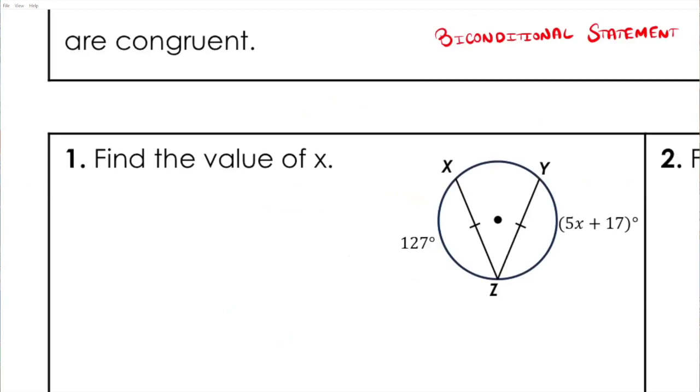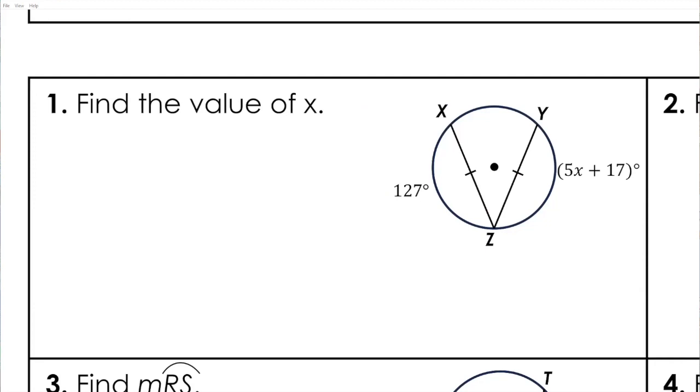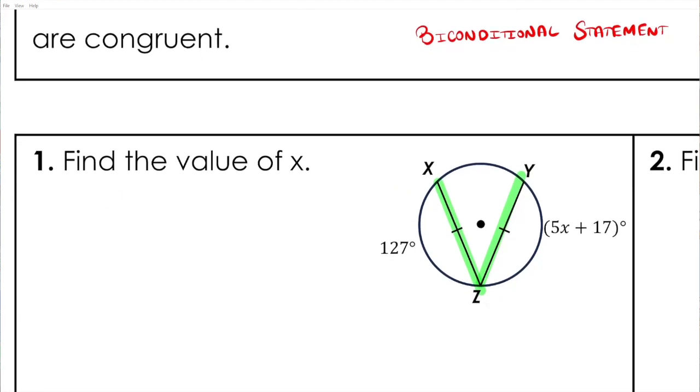Okay, so looking at number one, find the value of x. So right off the bat, they don't really tell us anything outside of XZ is congruent to YZ. But the theorem we just talked about: if our chords are congruent, remember a chord is a segment in our circle with endpoints on the circle, if that is true, then what can we say about our arcs? They are equal. The measure of XY equals the measure of YZ, or XZ.